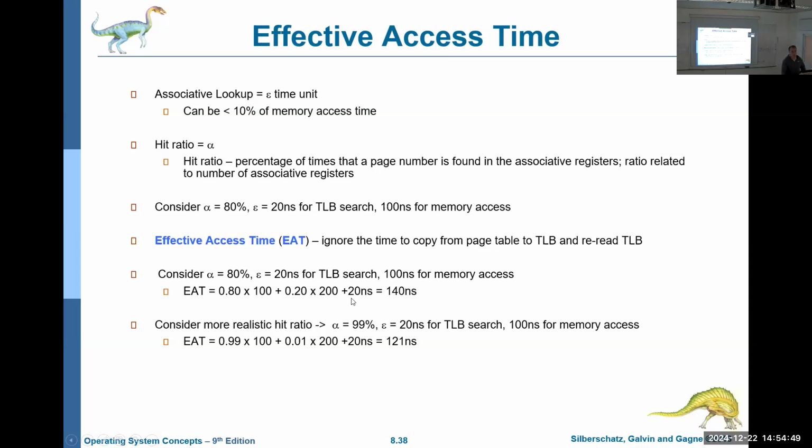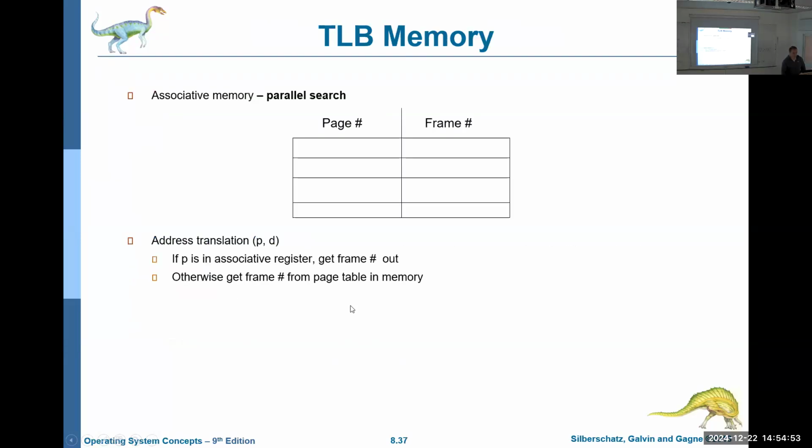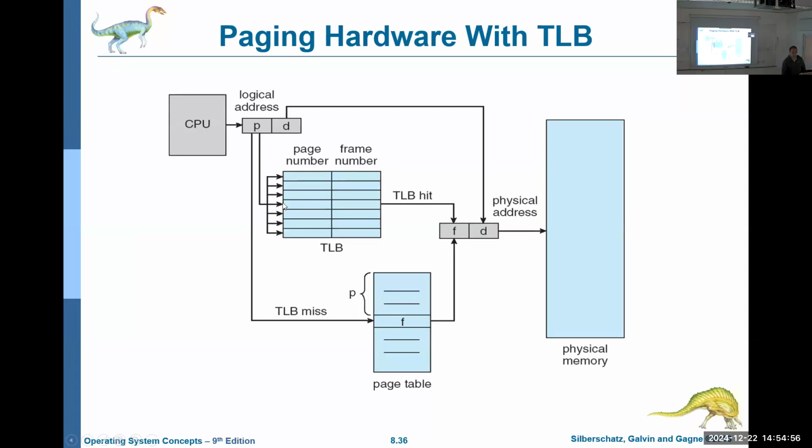And then plus 20 nanoseconds. What's the plus 20 nanoseconds? Because in any case, we always do at least one lookup here. Either we find it or we don't find it. If we don't find it, then we'll go here. But either way, we have to look. And that's represented by the 20 nanoseconds.